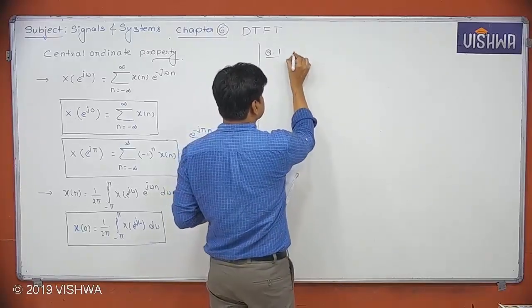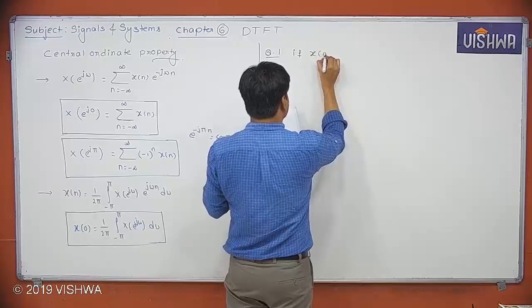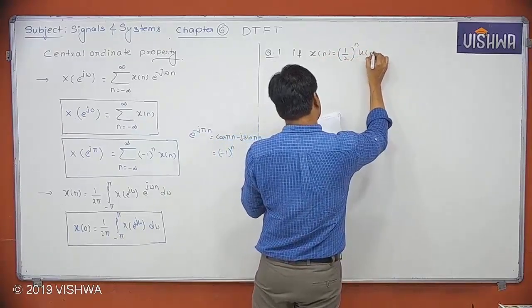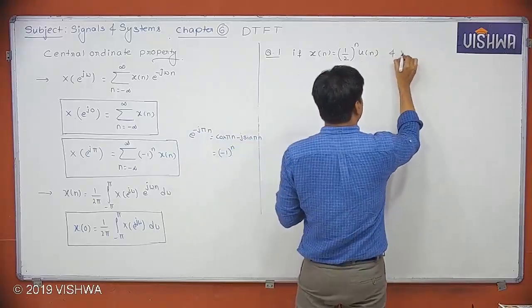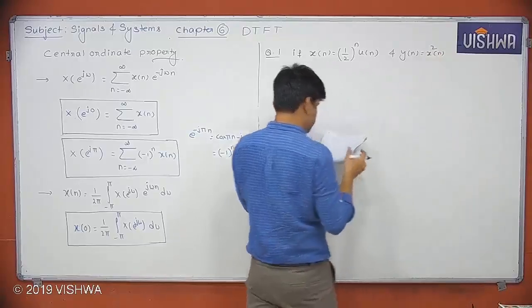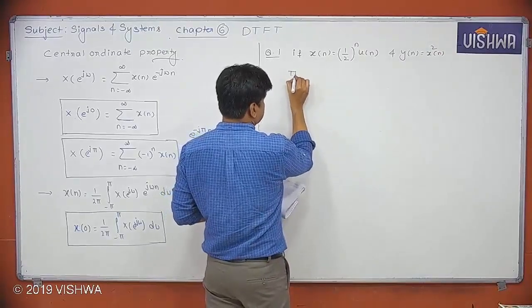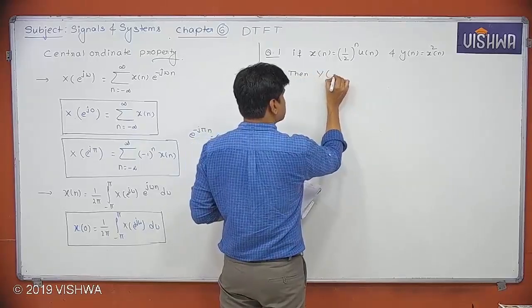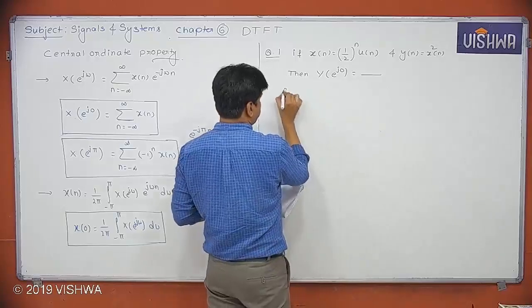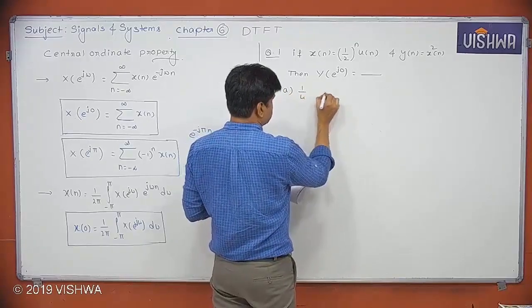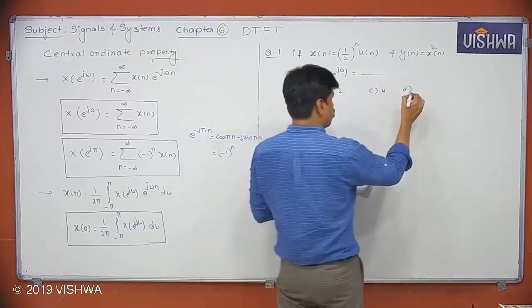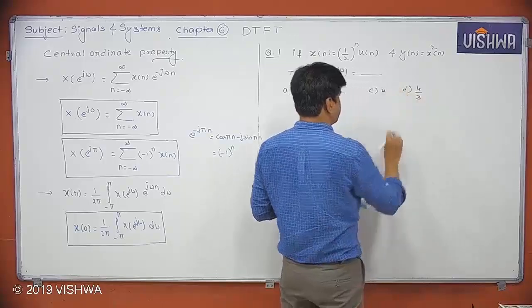If x of n is equal to 1 by 2 whole power n u of n, and y of n is equal to x of n square, then Y of e power j0 is equal to dash. Options: 1 by 4, 2 by 4, 4 by 3.